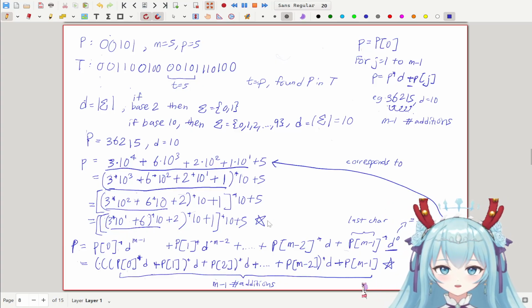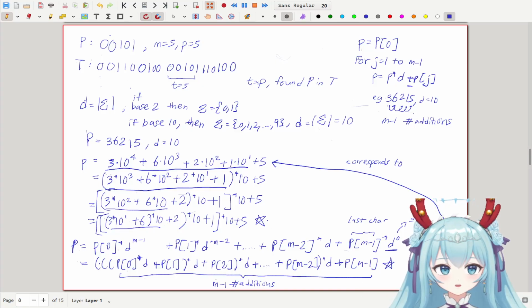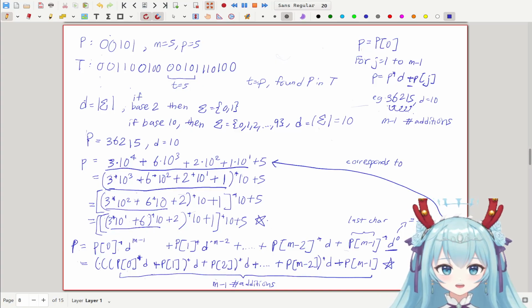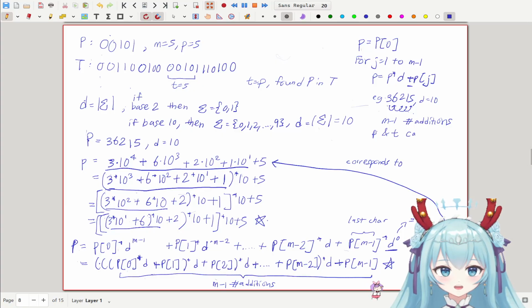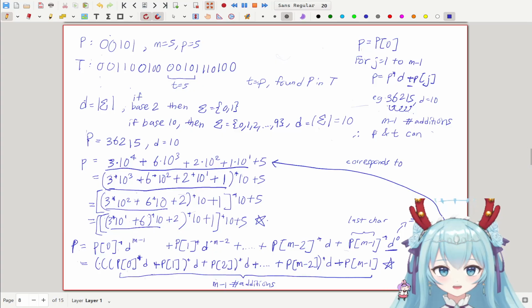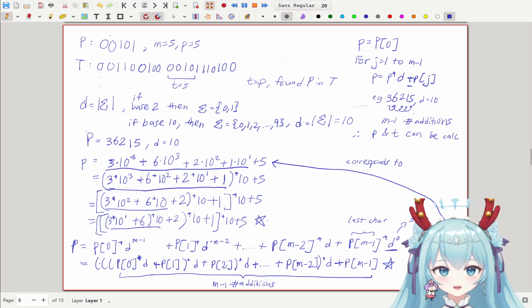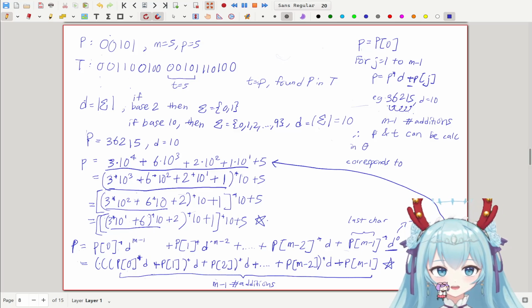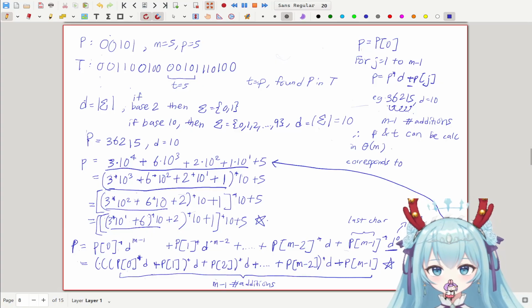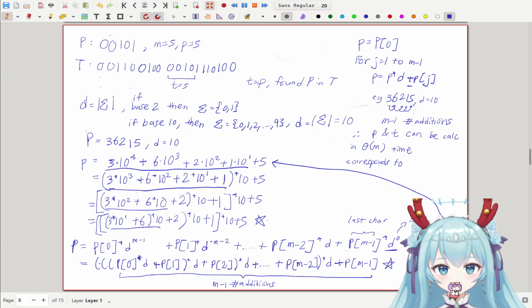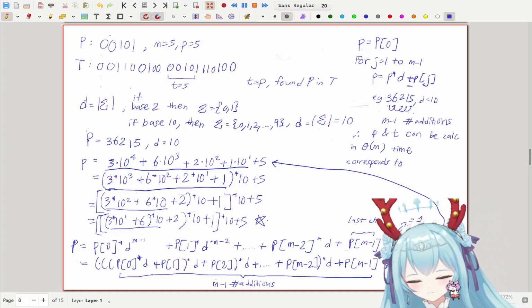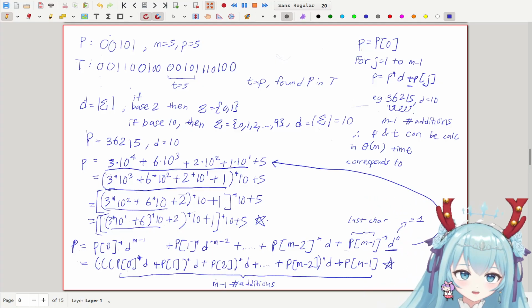Okay, so if we look at this code over here, that means P and T can be calculated in theta of m time, because theta of m minus 1 is equal to theta of m.